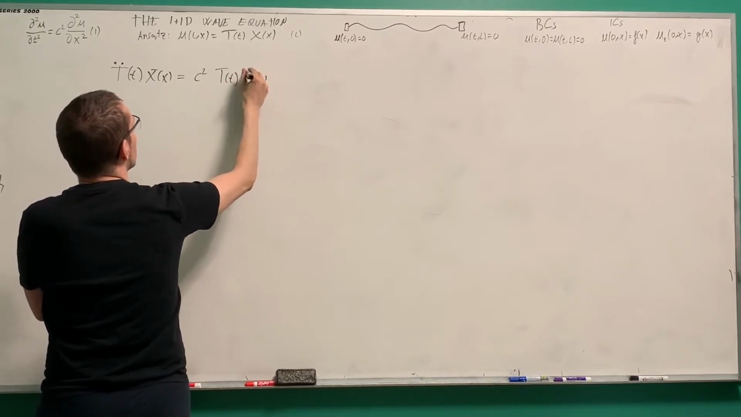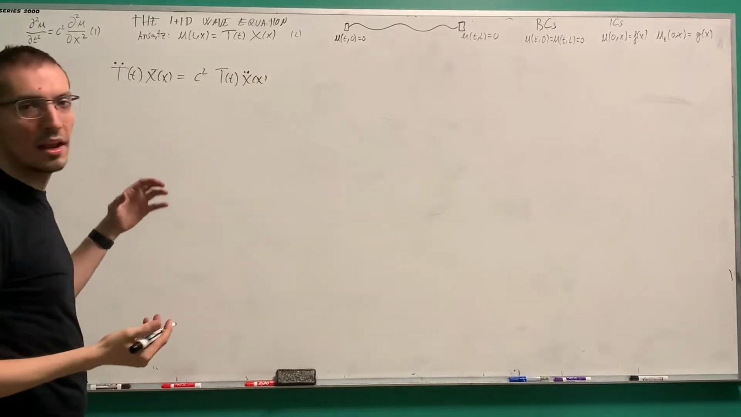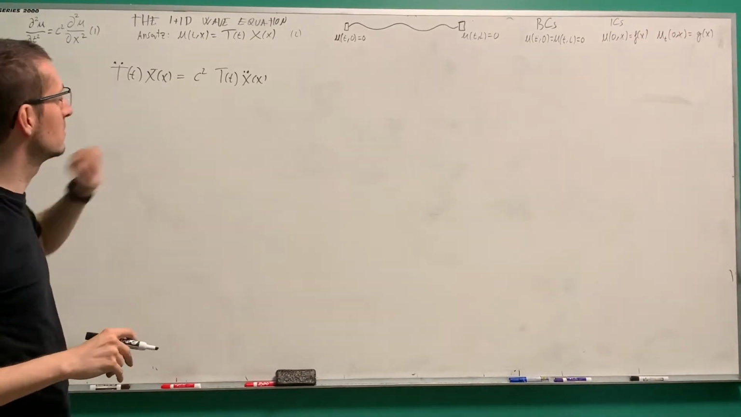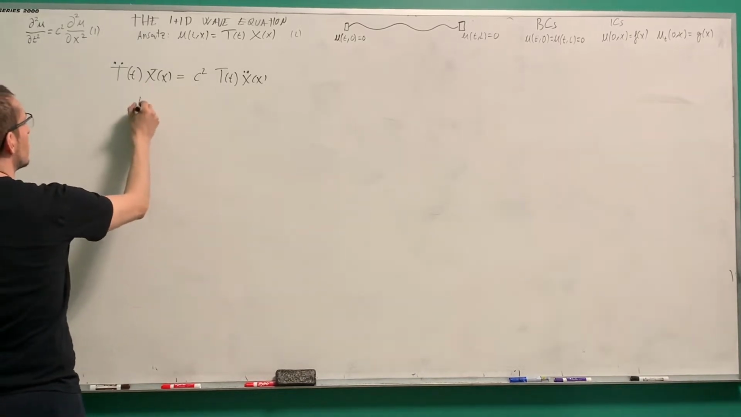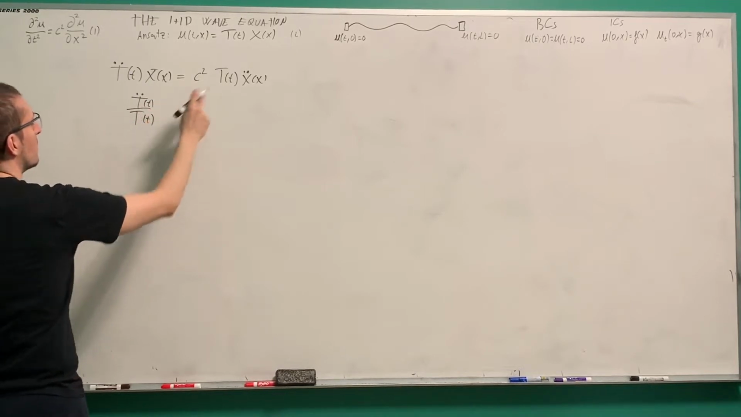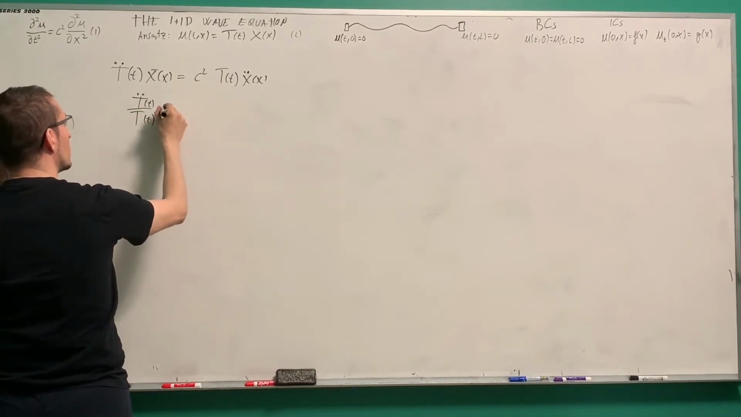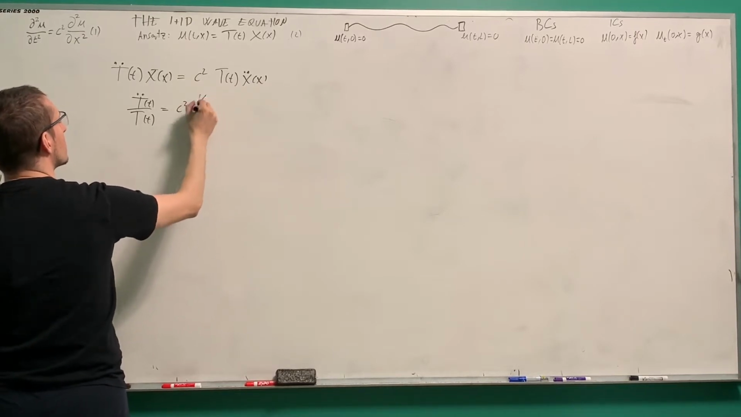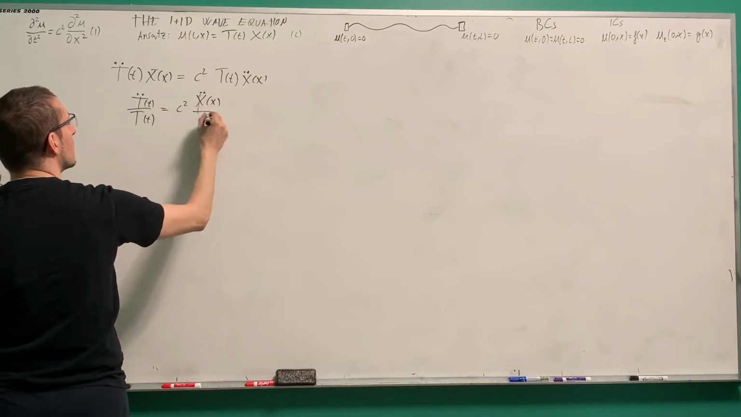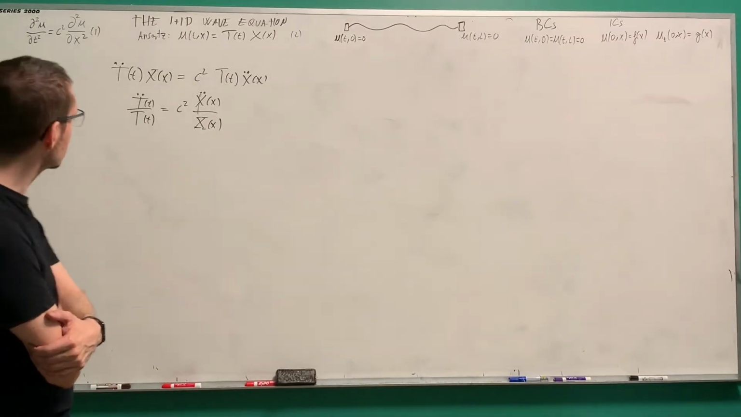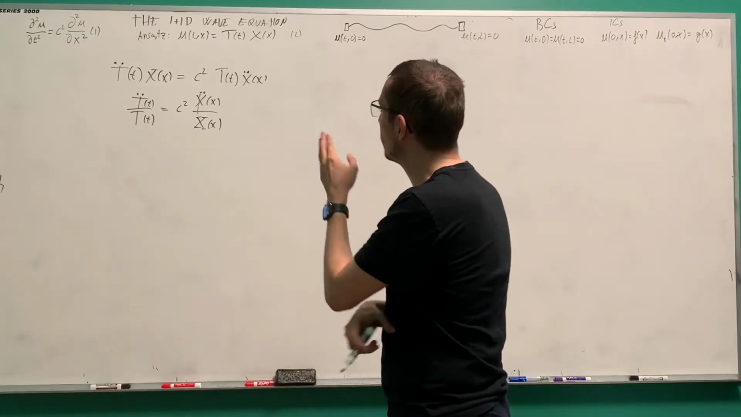And the right-hand side is c squared T of t times X double dot of x. Now you remember the next step was let's write everything that is only a function of t on one side of the equation and everything that's a function of x on the other side of the equation. So we write T double dot divided by T, putting this here and then putting this here, it's equal to c squared X double dot of x divided by X. All right, wonderful.